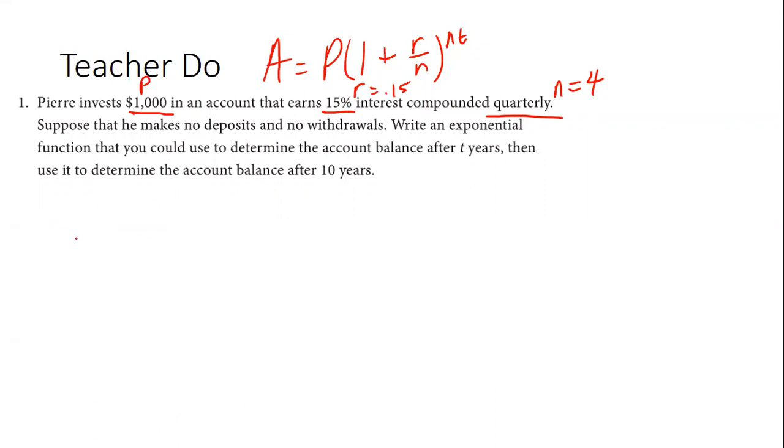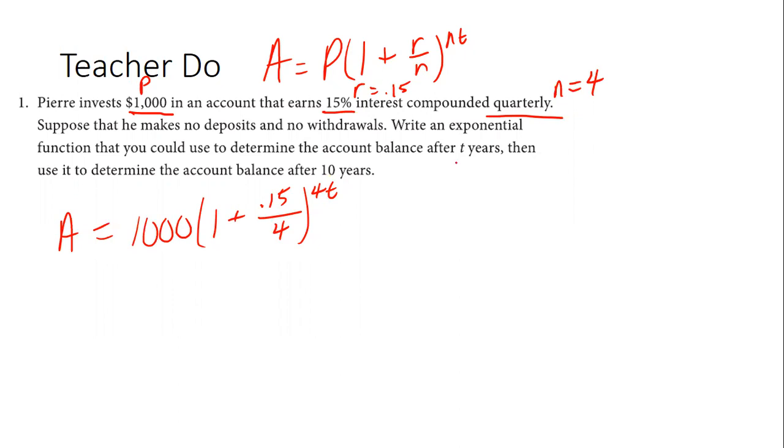Ready? So we have A equals, our P is 1,000, times 1 plus our R, 15%, 0.15, over our N, which is 4, all to the 4T. So that's your exponential model. And then up here, do we put 10? And then we're going to solve it.